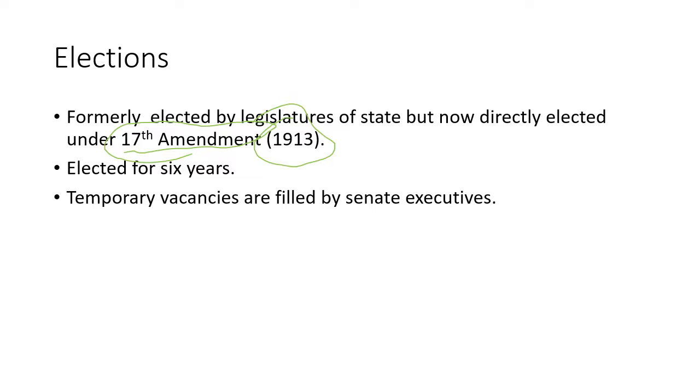And when the 17th Amendment was passed, the system of election for the Senate was changed from indirect to direct elections. Now the senators are directly elected. That is, the common people of the respective states in the United States of America elect their senators, and those senators are elected for 6 years. And the temporary vacancies are filled by Senate executives. There is no system of by-elections for the senators.